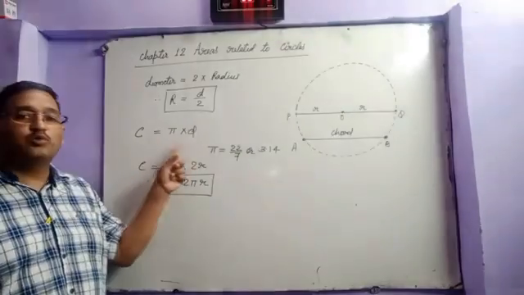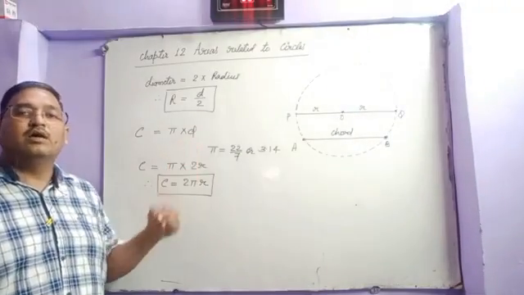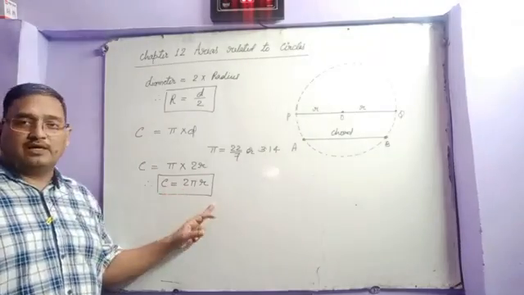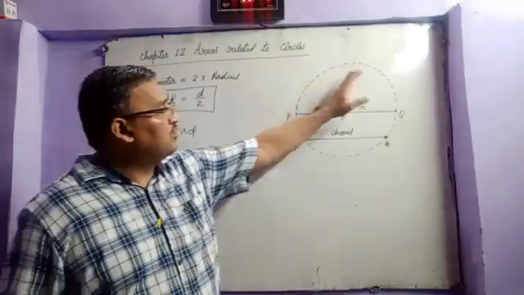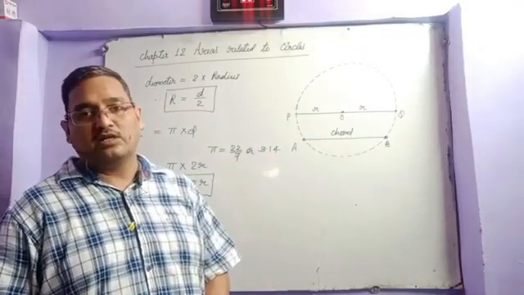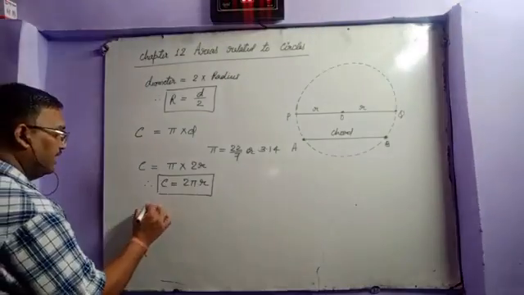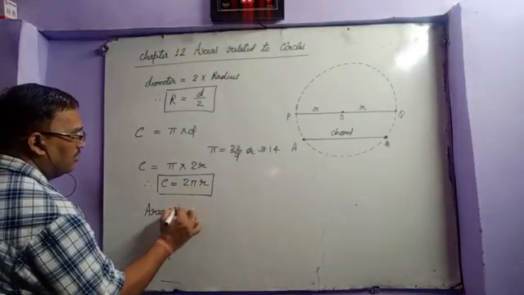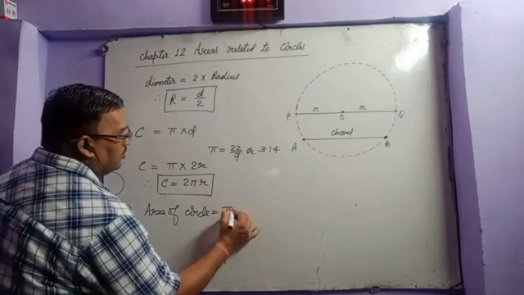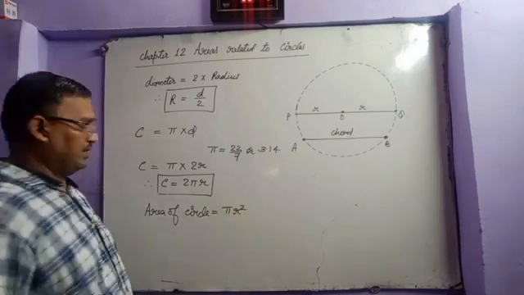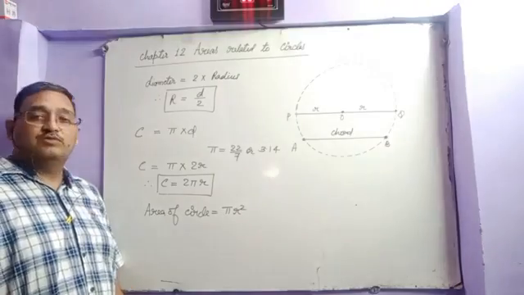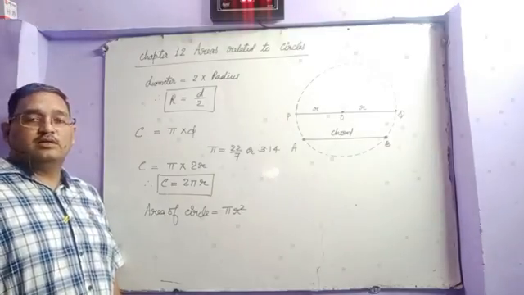First one, C equal to pi into d, where diameter is given, or we can apply circumference C equal to 2 pi r. Now the space occupied inside this region, that is called the area of the circle, and area of circle is equal to pi r square. So these are the basic terms which are related to the circle.